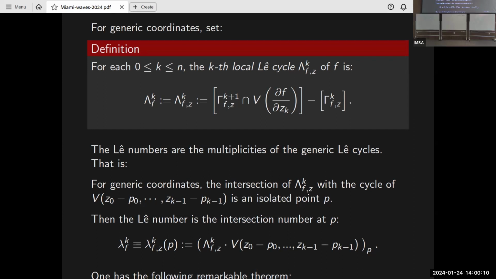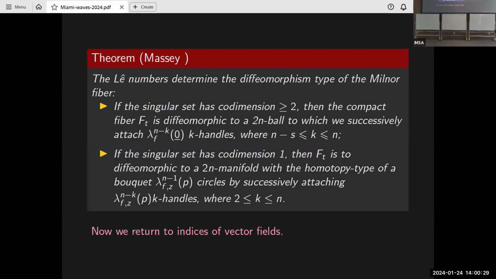And then for the generic coordinates, this intersection is in a single point. And this intersection number is by definition the corresponding delay number. And then delay numbers give you the topology of the local Milnor fiber. Okay. Now, this is the theorem. You know what I said? The delay numbers tell you the topology of the local Milnor fiber.